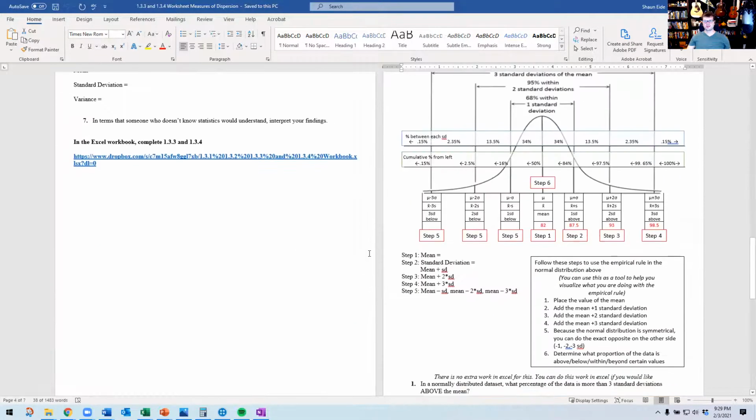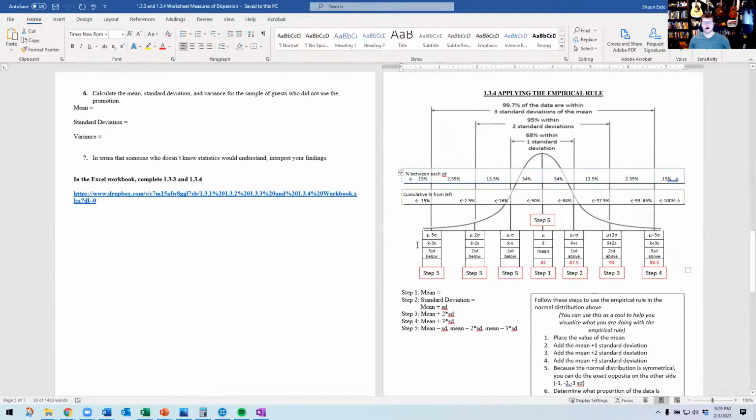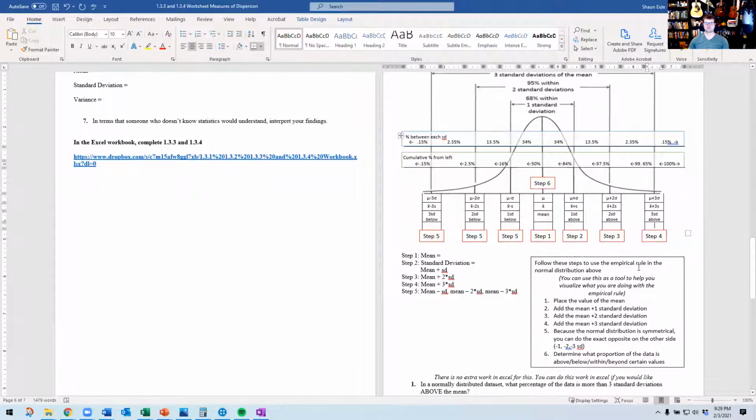Okay, so the empirical rule. I would highly suggest that you keep this sheet around when you are doing your exam. The reason being is because I have this set up for you to really be able to just demonstrate exactly what it is that you're dealing with every single time.